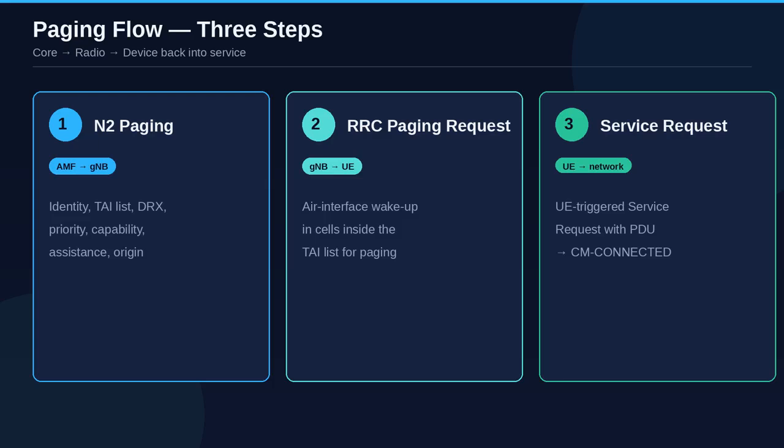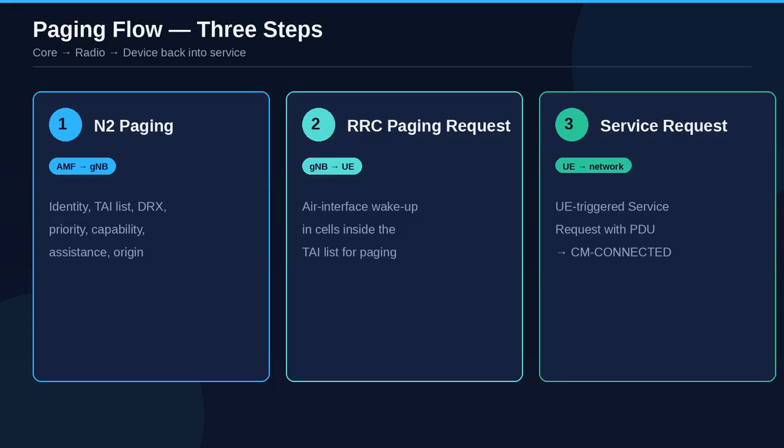Step 3. When the UE sees its identity in that RRC page, for a PDU session tied to 3GPP access, it does not just acknowledge, it initiates a UE-triggered service request with PDU session reactivation. That brings the NAS connection back, moves the UE towards CM connected, and lets the downlink data finally flow. 3 hops: core to radio, radio to device, device back into service.